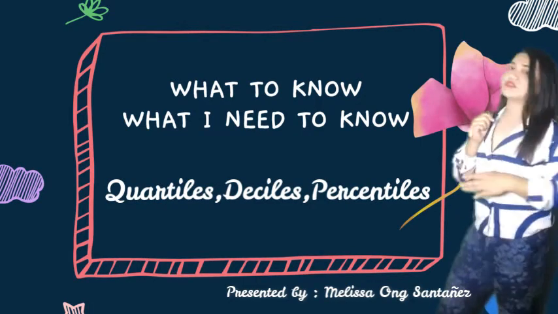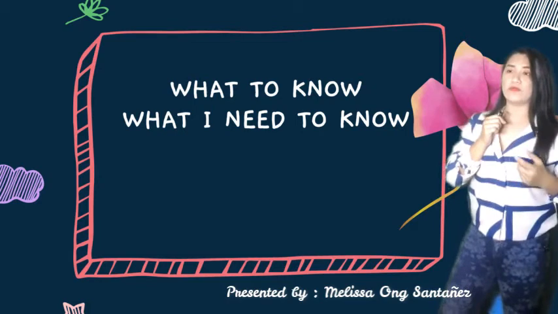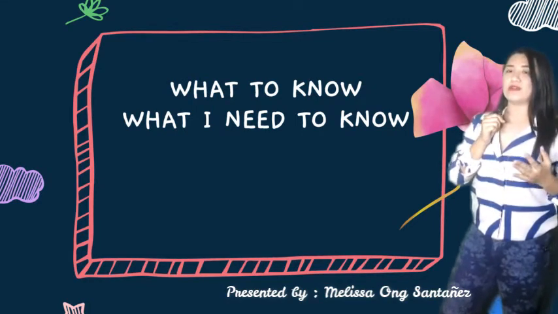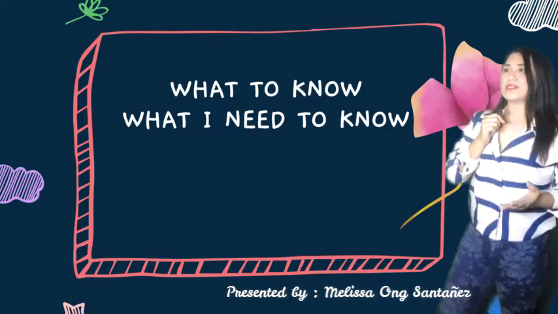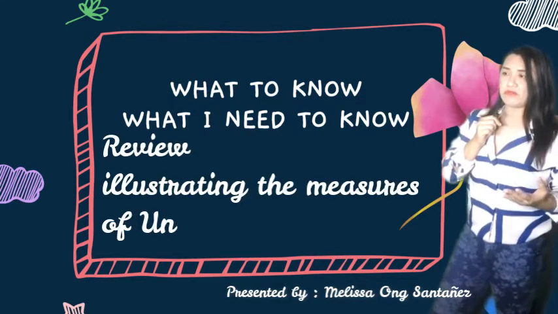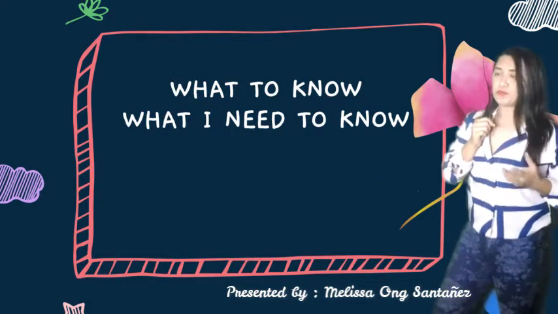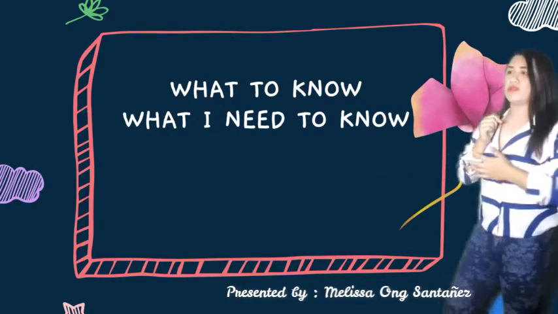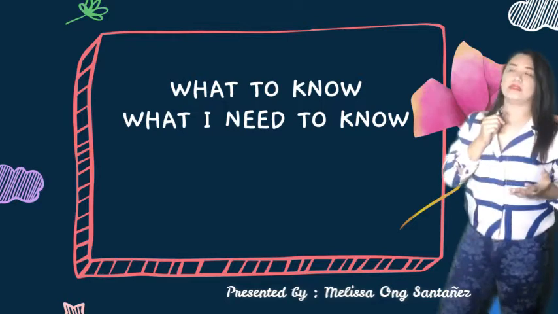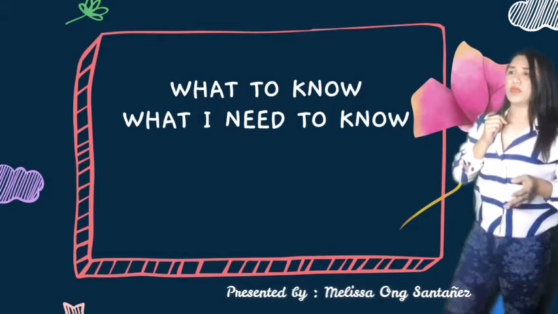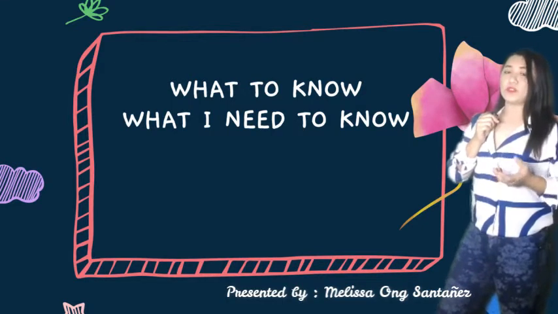And I have prepared here just a beautiful introduction for those previous lessons, like an overview of illustrating the measures of position of ungrouped data, so you can easily recall it if there are visuals, and it's the best way to learn, right? If you can see some video or graphics related to the previous lesson.